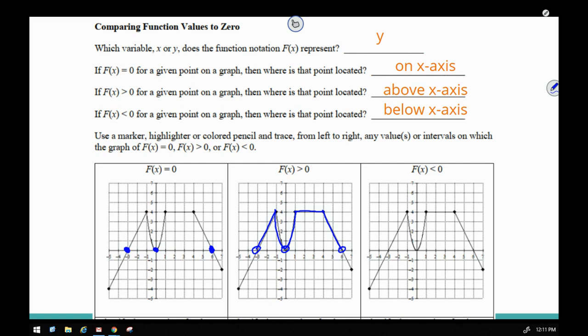Which means that f of x is less than 0 on the far left and the far right. So over here and over here. Okay, so if you haven't yet, go ahead and identify the x values. Those boxes underneath.